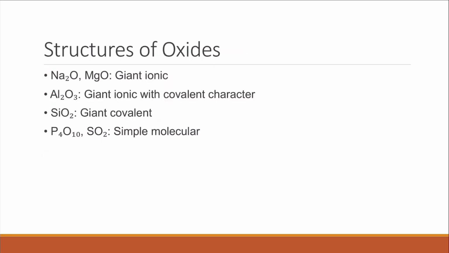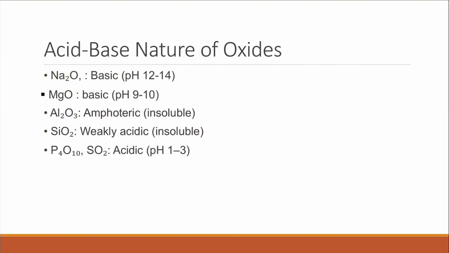Structure of the oxides. Sodium oxide and magnesium oxide will have giant ionic structures because they are completely ionic. Aluminum oxide is giant ionic, but it has some covalent character. The silicon oxide has a giant covalent structure, so it will have a very high melting point. And then phosphorus oxide and sulfur oxide are simple molecular structures. So the sulfur oxide is a gas, so they have low boiling points.